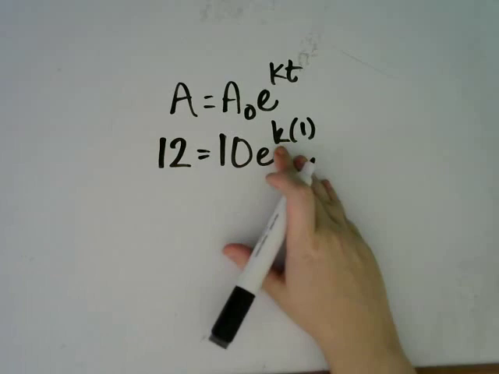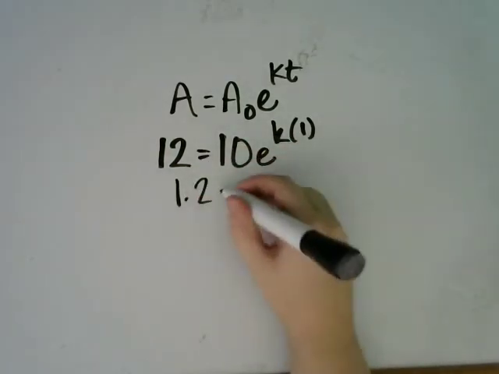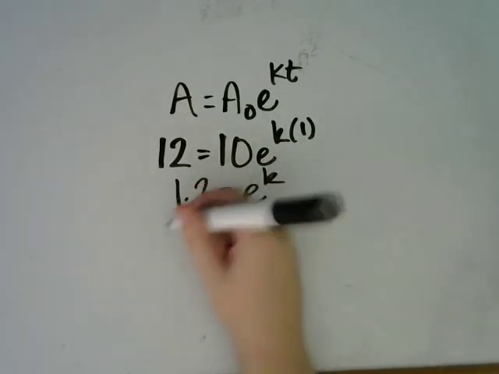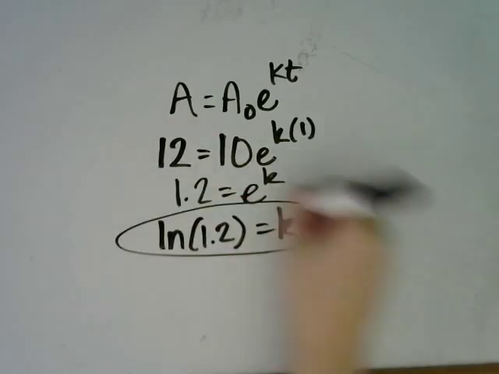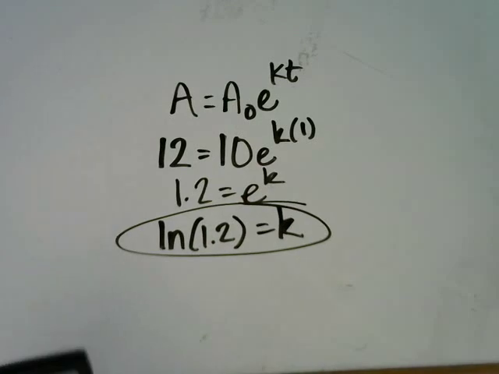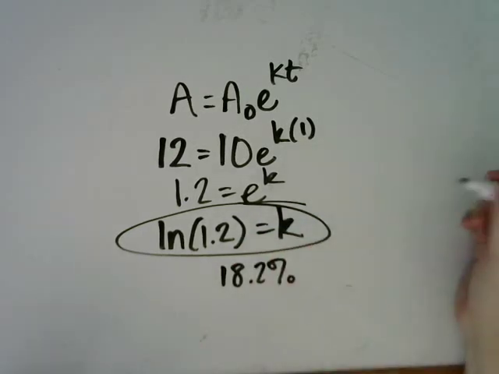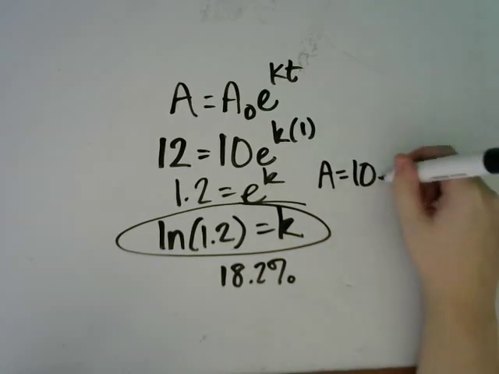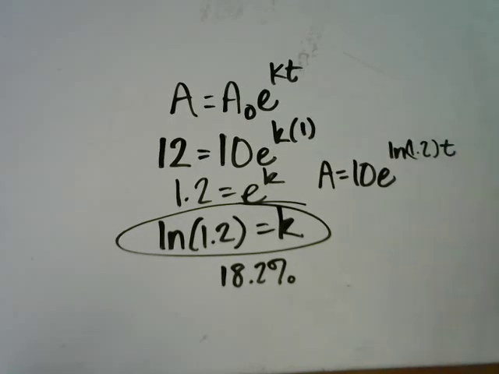So we're going to solve for the rate of growth. First, divide by 10. Then use a natural log as the inverse of e. And we find that our growth rate is ln of 1.2, or approximately 18.2% growth. So the final model is A equals 10 ants, e to the ln 1.2 t.